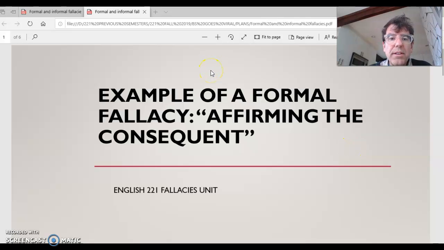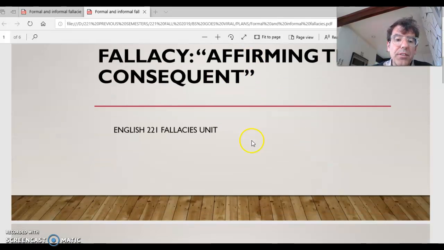Hello, English 221. This is your short mini lecture on the idea of formal versus informal fallacies. Right now, you should get out your handbook and go to page 22. On page 22 in the handbook, you have your definition of formal versus informal, plus the definition of all the other fallacies. The only formal fallacy we are studying is affirming the consequent.